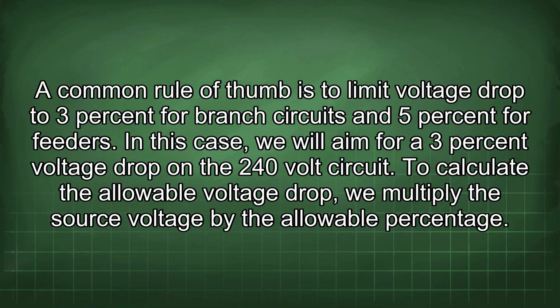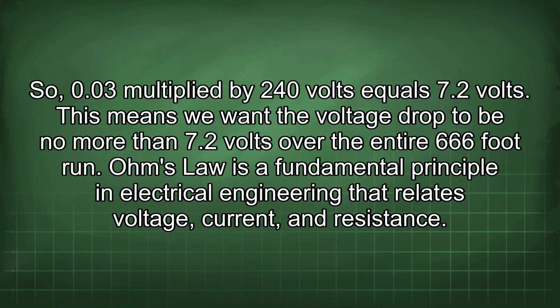To calculate the allowable voltage drop, we multiply the source voltage by the allowable percentage. So, 0.03 multiplied by 240 volts equals 7.2 volts. This means we want the voltage drop to be no more than 7.2 volts over the entire 666-foot run.